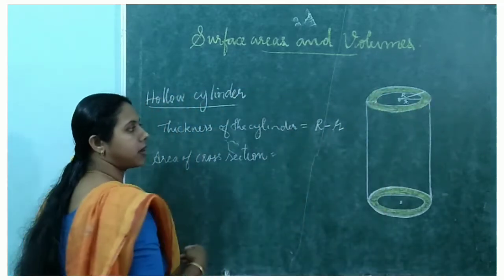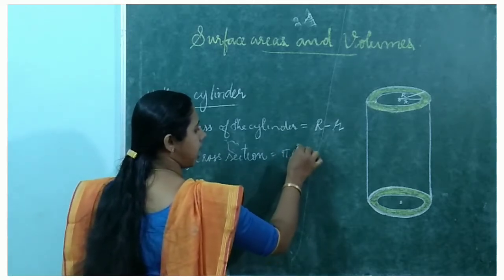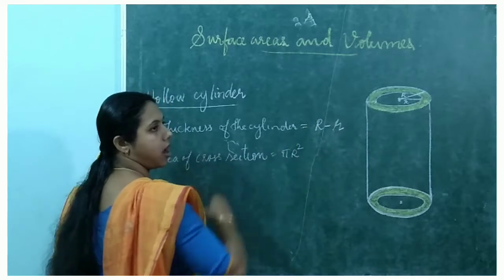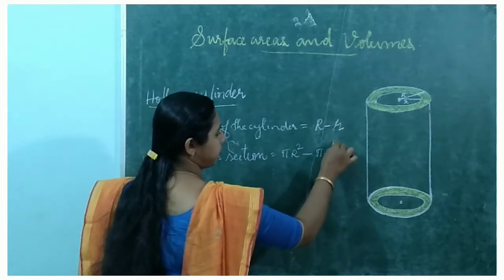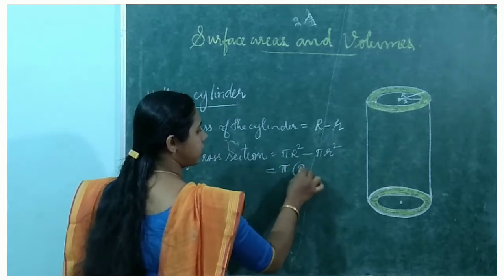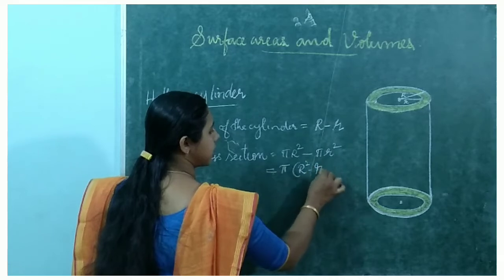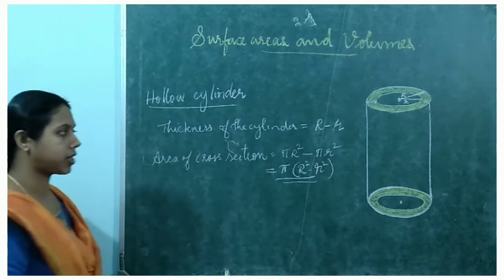Area of big circle minus area of small circle, that is pi capital R square, the area of the outer circle, minus area of inner circle. Pi is common, you can take it out, then it will be pi into R square minus small r square. This is the area of the cross section.